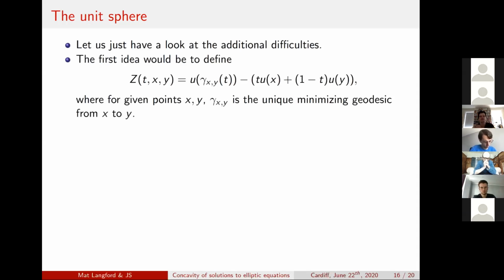So how would you set up the proof? Again, you would want to define a concavity function. Of course, now you have to make sense of the convex combination of two points, where you have to include a geodesic here now.